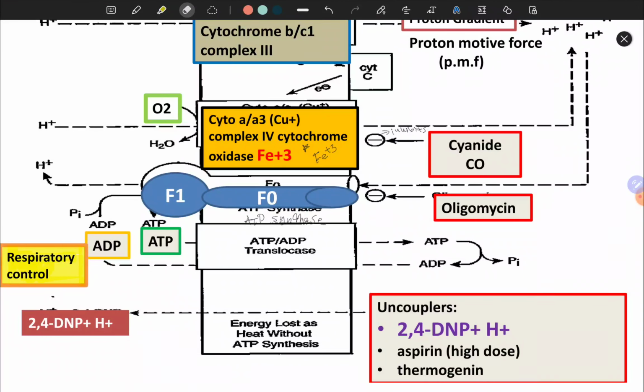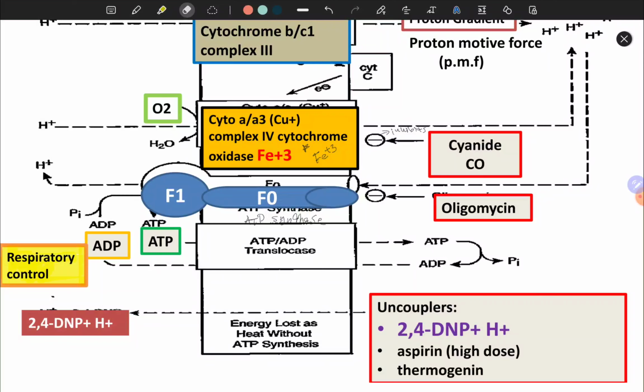While now we have what's called uncouplers of the electron transport chain. What's the meaning of uncoupler? They will uncouple the oxidative part from the phosphorylation part. So meaning the electrons are still flowing, but there will be no generation of ATP. So this is the meaning of uncoupler. Electrons are still flowing with no generation of ATP.